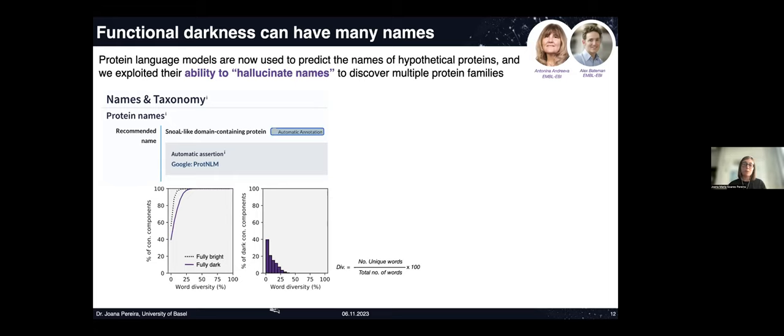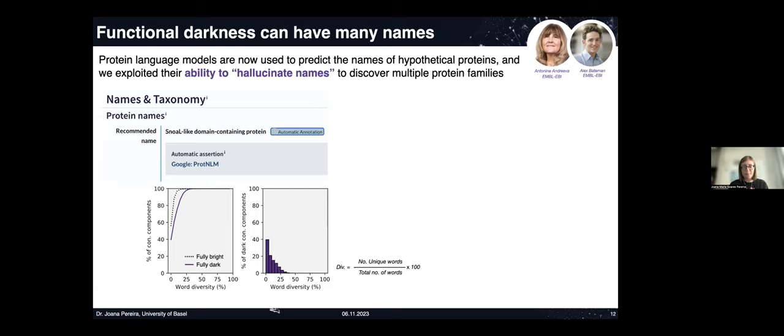And so we could probably distinguish between those dark galaxies that correspond to completely new protein families and those that are just remote homologs of really well-studied protein families, based on the distribution of names that are predicted. So this is what we did. We tested this hypothesis. We took all of those dark galaxies in our network and checked the diversity of words that were predicted for the names of their members, and compared that to those that are fully bright, so really well studied.